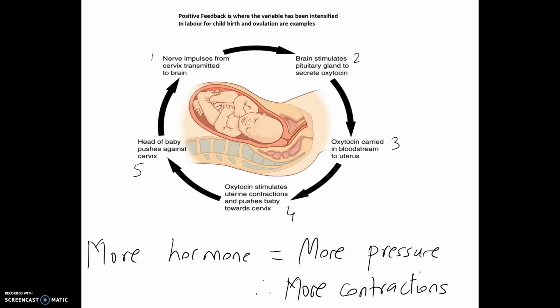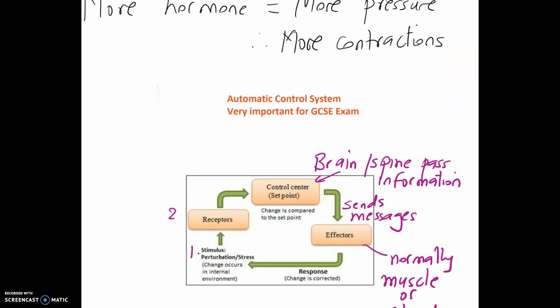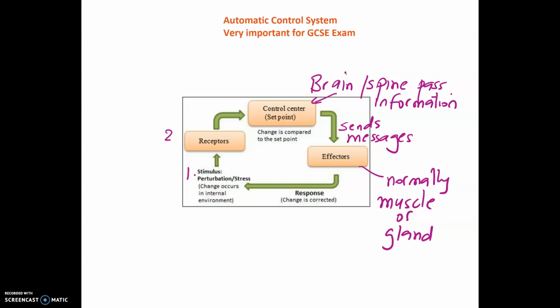So let's look at how positive and negative feedback work. Their main job is to make sure the internal conditions of the body are stable at all times. A really important part of the curriculum is called the auto control system, which typically comes up in the GCSE exam.